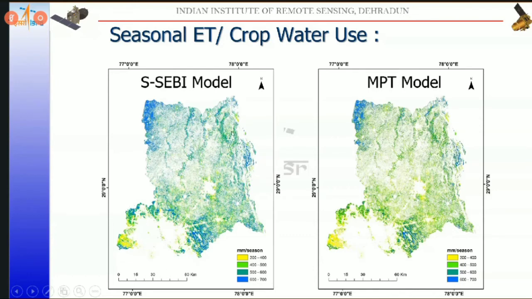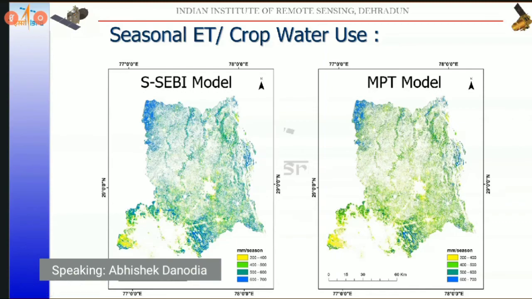So this is the variability, in terms of map form, generated using the S-SEBI model or modified Taylor method for crop water use on a seasonal basis. And these are the data sets we derived for the 2017-18 season, for the particular Rabi season only. So this is the crop water use of the Rabi season in the respective area. So pixel by pixel, or area to area, we can generate, and also we can compute for a crop specific how much crop water use there is in the respective area, at particular field level or district level also.